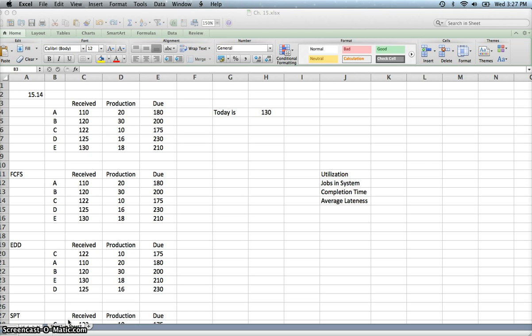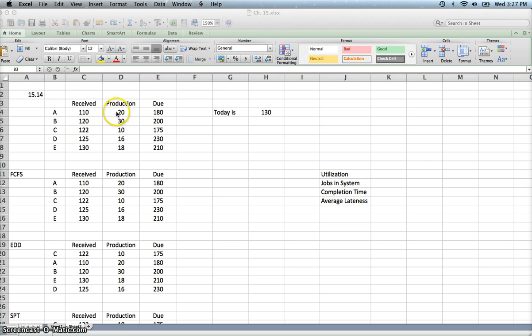So I'm using data from 15.14 at the end of chapter 15. What they give us is we have these five jobs, job A, B, C, D, and E. They tell us the date they were received. Here we're just numbering the days from the very first day of the year all the way throughout the year. So this is day 110, 120, 122, 125, 130.